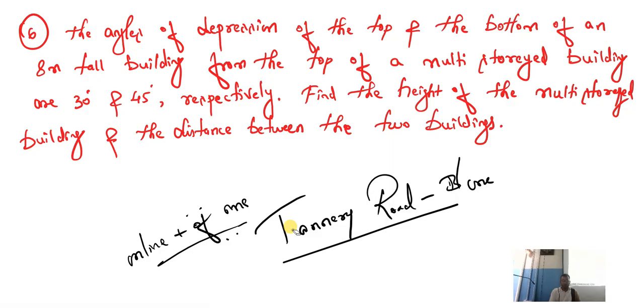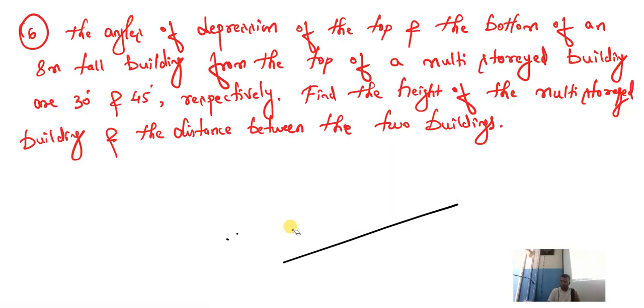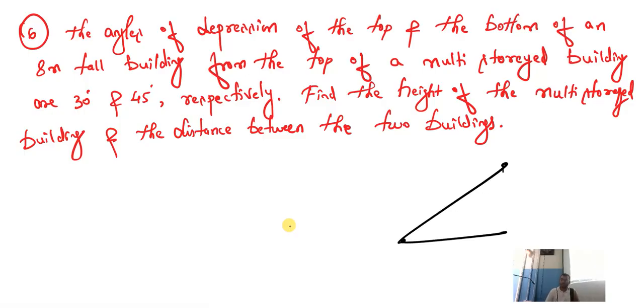Now let me proceed with the question. As you can see, the question is given here as the angles of depression. Till now we were discussing angle of elevation on the top. Now we are going to discuss angle of depression, down. The problem is related to angle of depression. The angles of depression of the top and the bottom of an 8-meter tall building from the top of a multi-storied building are 30-degree and 45-degree respectively. Find the height of the multi-storied building and the distance between the two buildings.